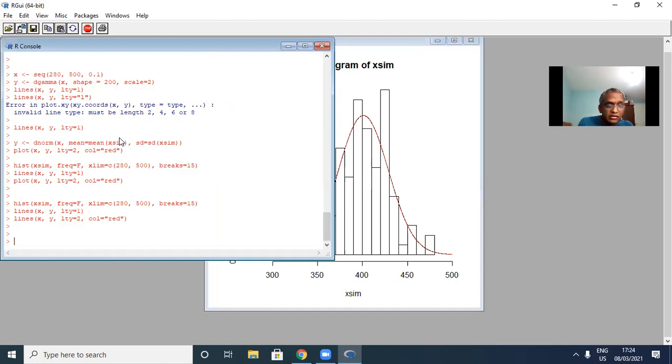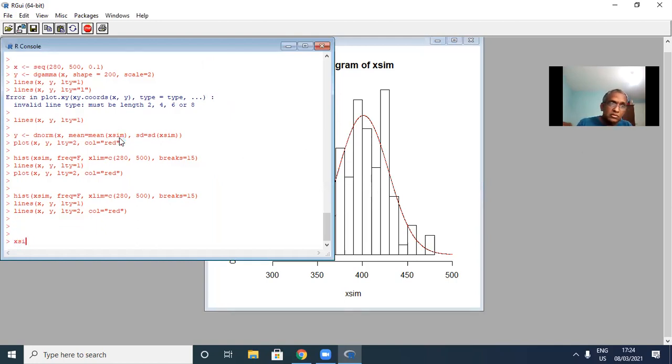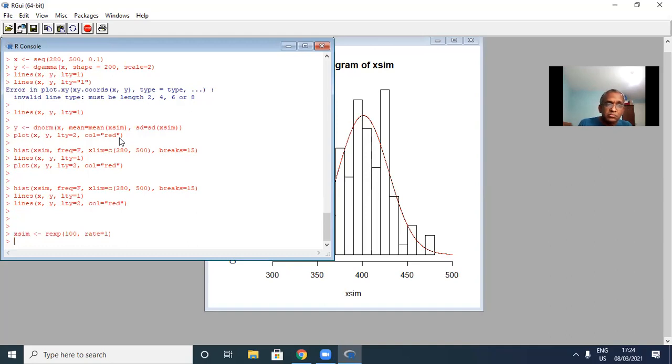Okay, let me show you in a sec. Now, instead of simulating from gamma, let's simulate from some other distribution, say the exponential. So let's simulate, say, 100 random numbers from an exponential distribution with, say, rate parameter equal to 1. And let's do a histogram of this data, just to check the range.